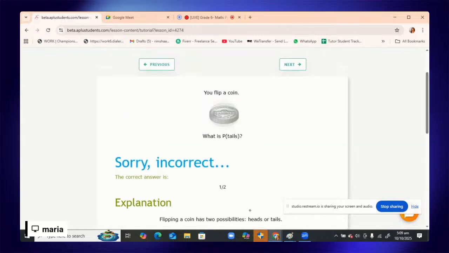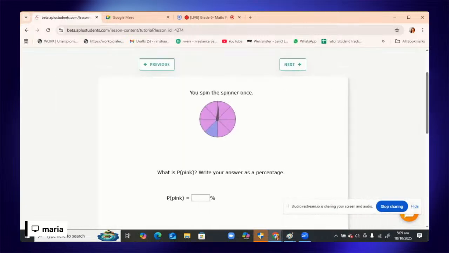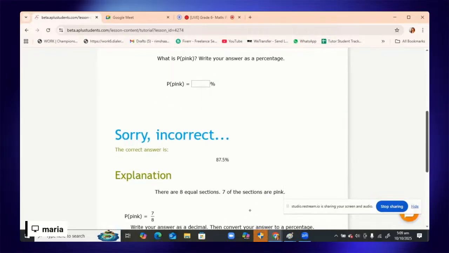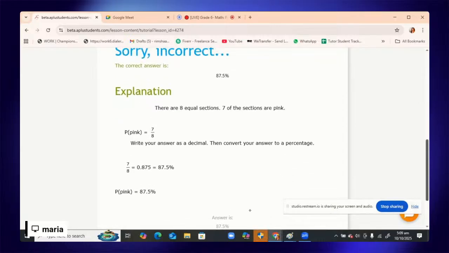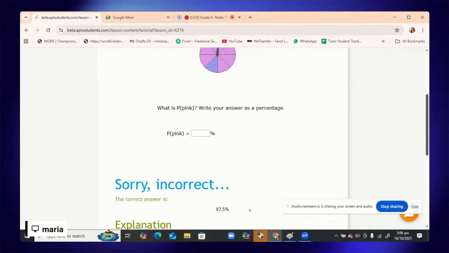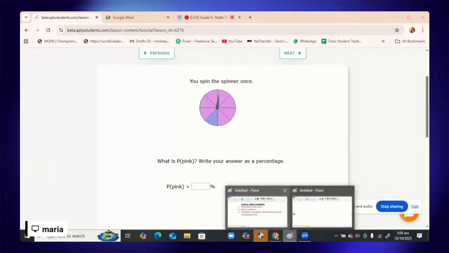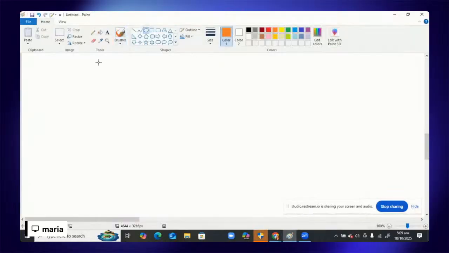Okay, now let's do the next question. You spin the spinner once. What is the probability of pink? Write your answer as a percentage. Now we're going to write our answer in the form of a percentage. First of all, let's take a spinner here. Then you guys tell me.